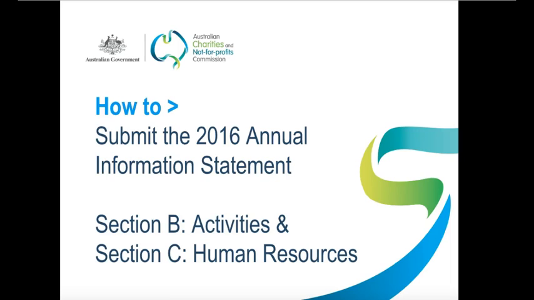This video is designed to help you fill in sections B and C of your 2016 Annual Information Statement. That's AIS for short. Your answers will appear on the public ACNC register unless you've applied for and we've approved specific details to be withheld, so it's important to get them right.